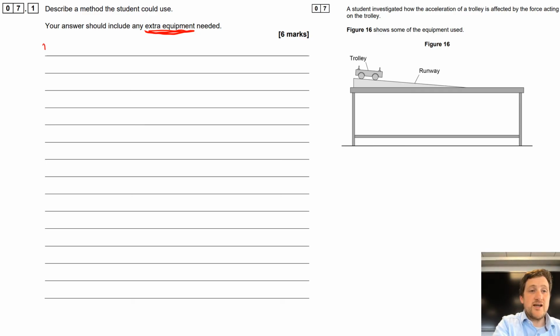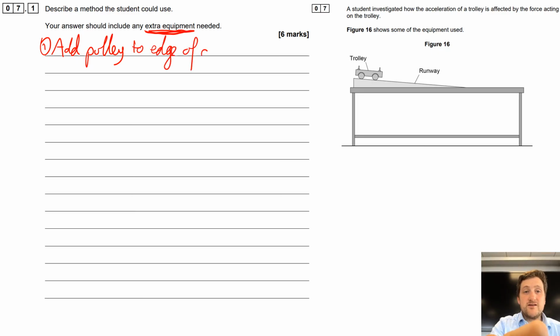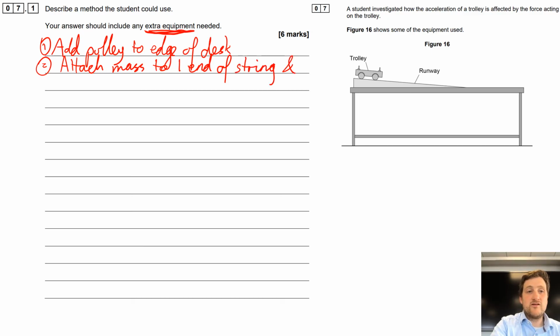Okay, so what is step 1? Well, extra equipment straight away. It doesn't have a pulley. So we're going to add a pulley to the edge of the desk because it doesn't have one. We're then going to attach our mass to one end of the string, and then the other end of a string to the trolley itself.